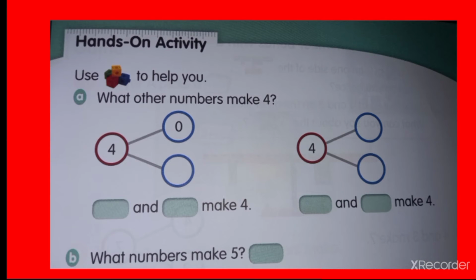A. What other numbers make 4? 4 plus 0 will give you 4. Alright, so in the first block, you can write 4 and 0 makes 4. In the blue circle, you can fill in the number 4. The second part, you can complete by yourself.